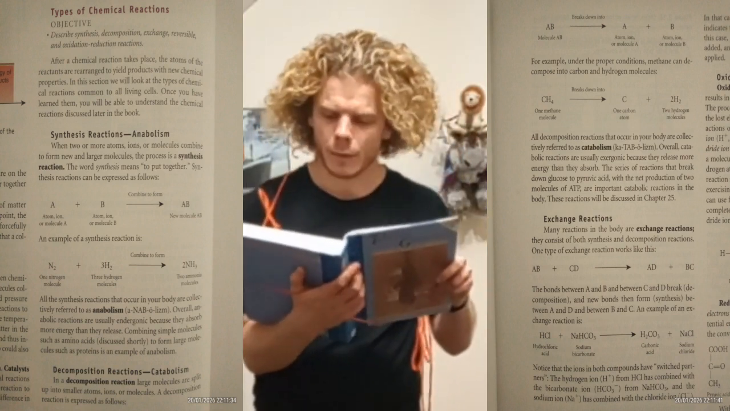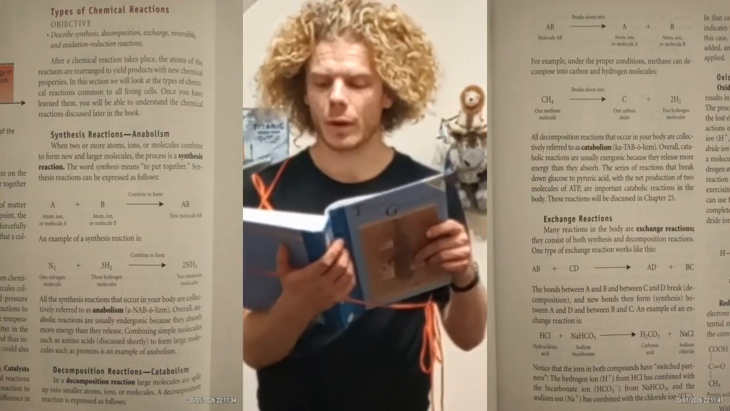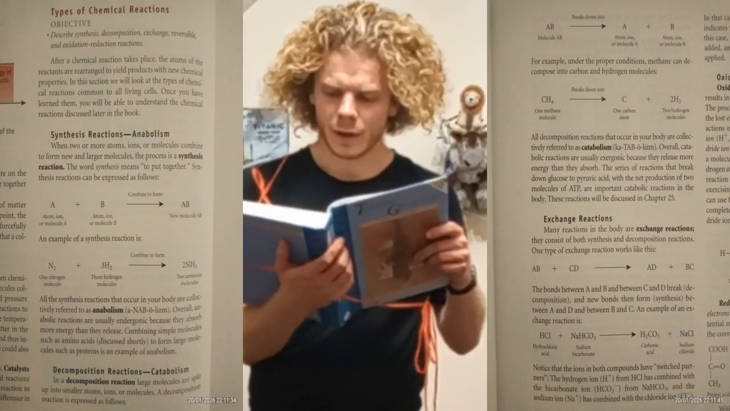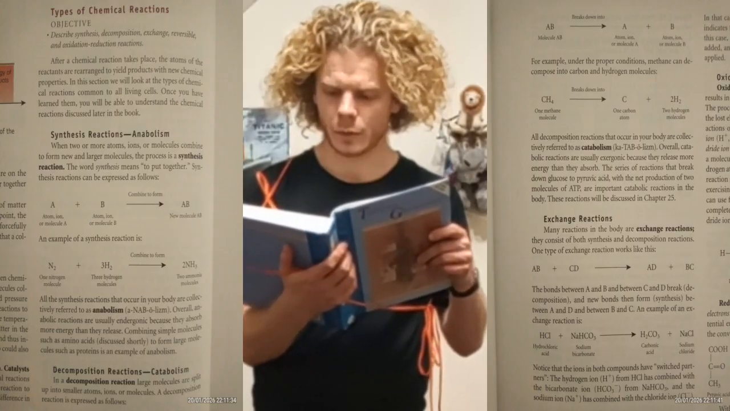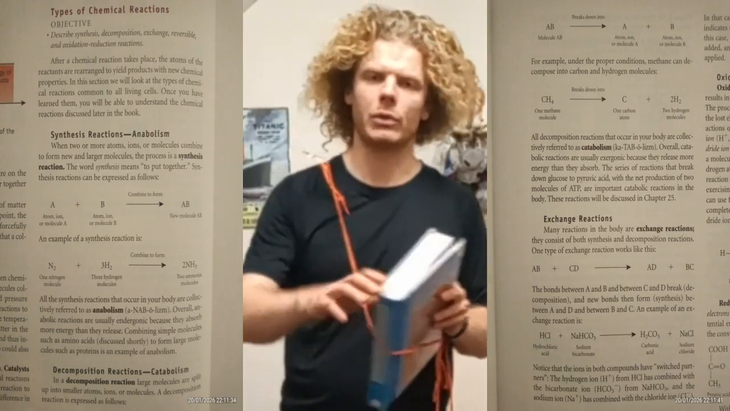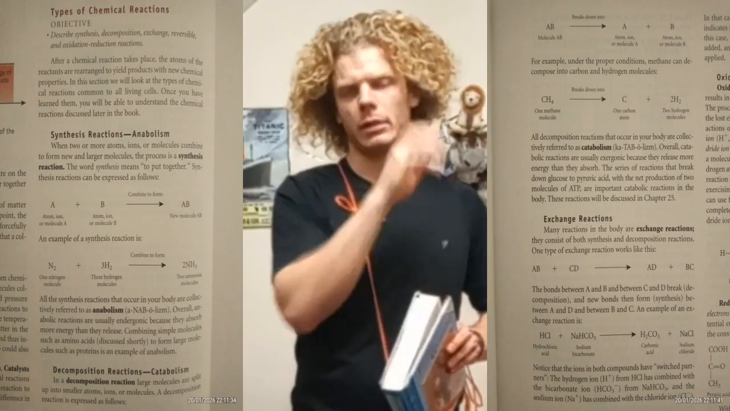For example, under the proper conditions, methane can be decomposed into carbon and hydrogen molecules. Methane is CH4 and that breaks down into C and two hydrogen molecules, 2 H2. Okay, in basics it is together, it is AB, and it's split up, now it's A and B.